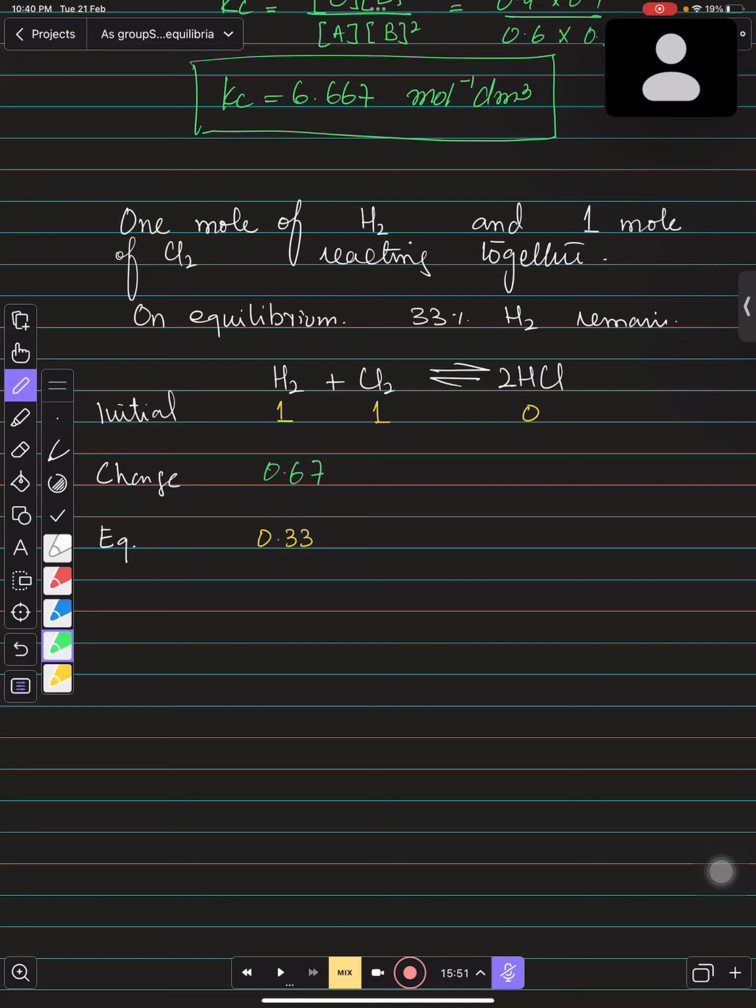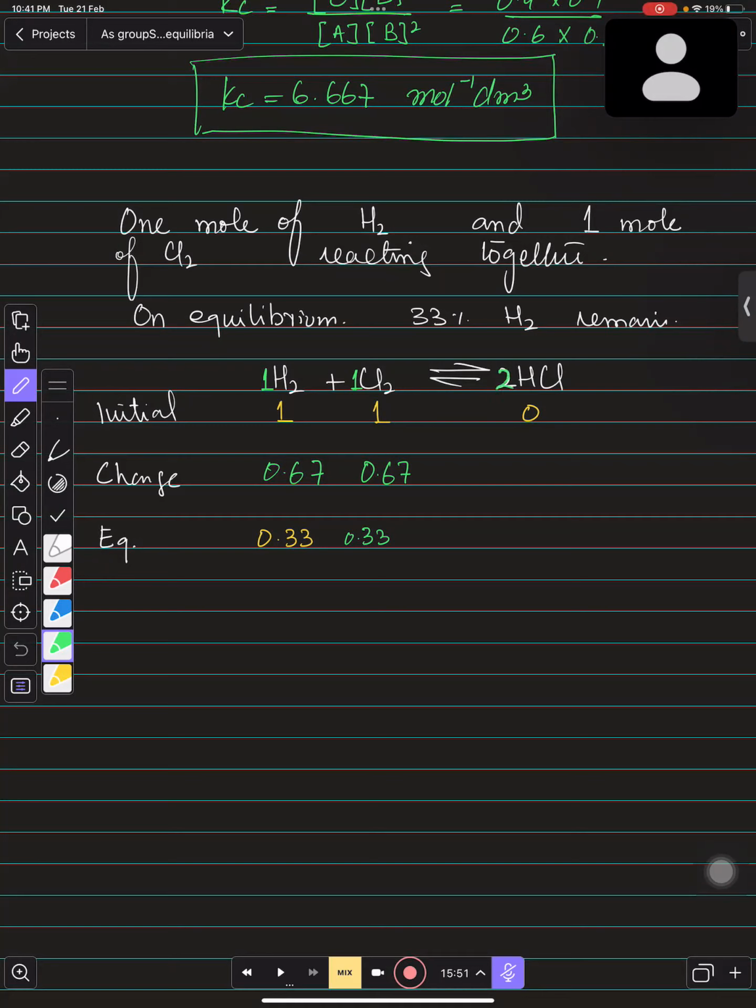ऐसी है बच्चों. अब देखें, आपके पास हाइड्रोजन और क्लोरीन का इक्वेशन में रिलेशन देखें तो दे बोथ आर सेम. So if 0.67 moles of hydrogen is consuming, so definitely 0.67 moles of chlorine is also consuming. And if you minus 1 minus 0.67, so it would give you 0.33 moles of chlorine as well.